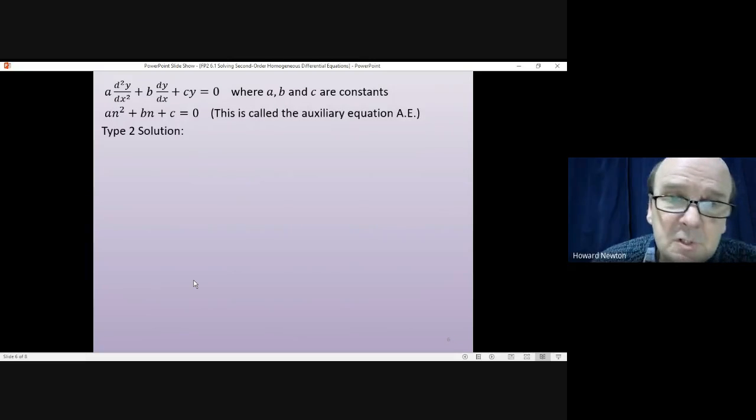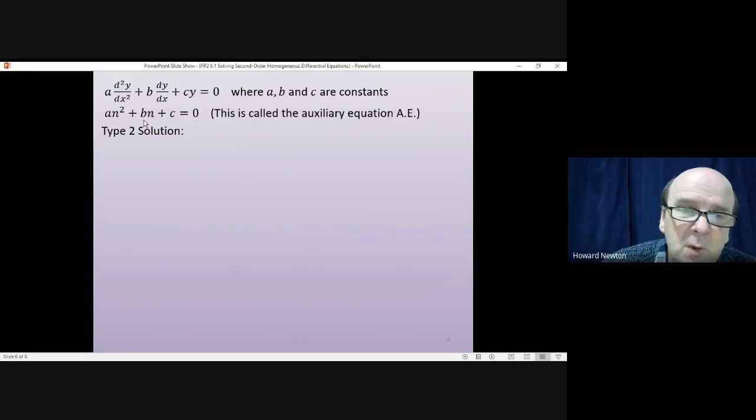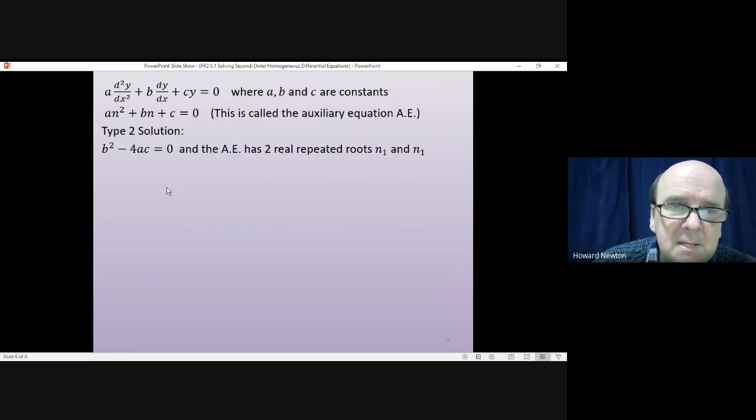Okay, a type 2 solution. So coming back to the auxiliary equation and the three different things that can happen when you solve that equation. The second thing that can happen is that b squared minus 4ac, the discriminant of this equation, is equal to 0. Now, if that's the case, the auxiliary equation has got two real repeated roots. So you'll get the same root twice, which is why we've called both of them n1.